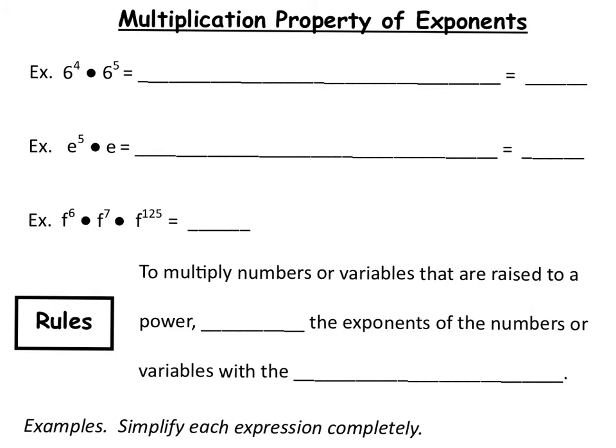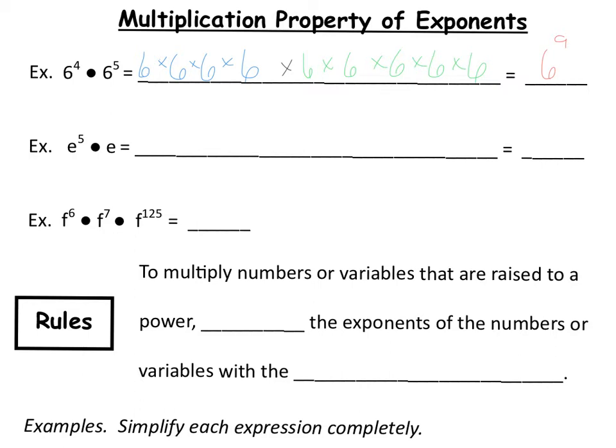So 6 to the 4th means 6 times 6 times 6 times 6. And then 6 to the 5th means 6 times 6 times 6 times 6 times 6. So on the whole, 6 to the 4th times 6 to the 5th equals 6 to the 1, 2, 3, 4, 5, 6, 7, 8, 9. There were 9 sixes.